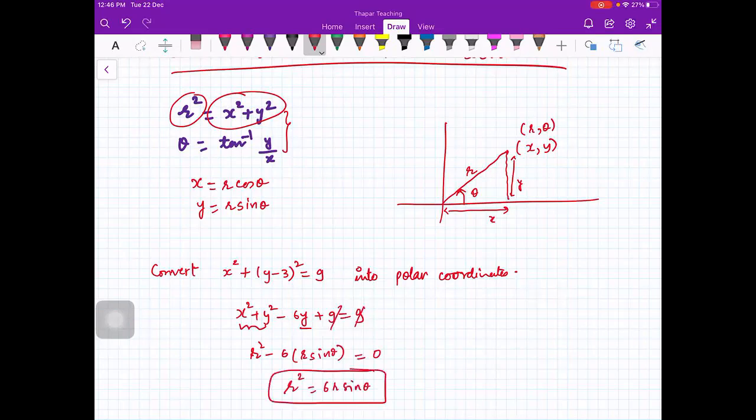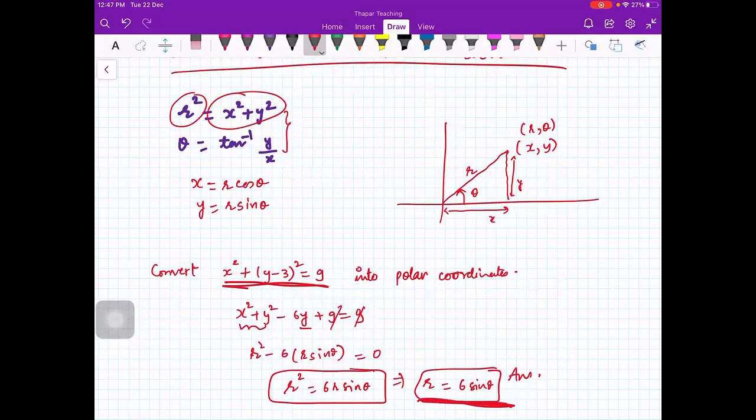So this is the equation of this circle. So you can further write it as r is equal to 6 sine theta. Is that thing clear? So the same equation can be written like this. Is that okay? Yes, ma'am. Okay. Now, these were just the basics of polar coordinates.